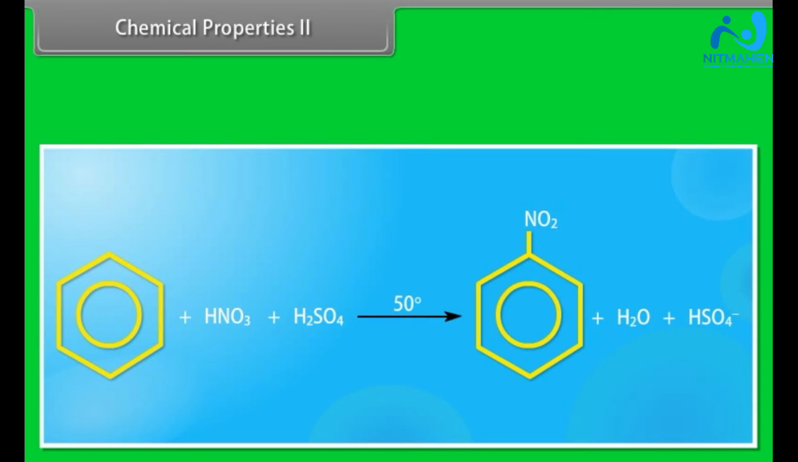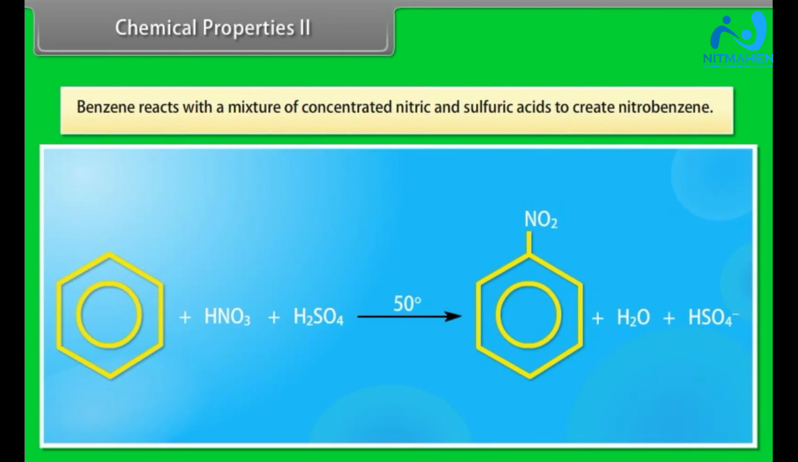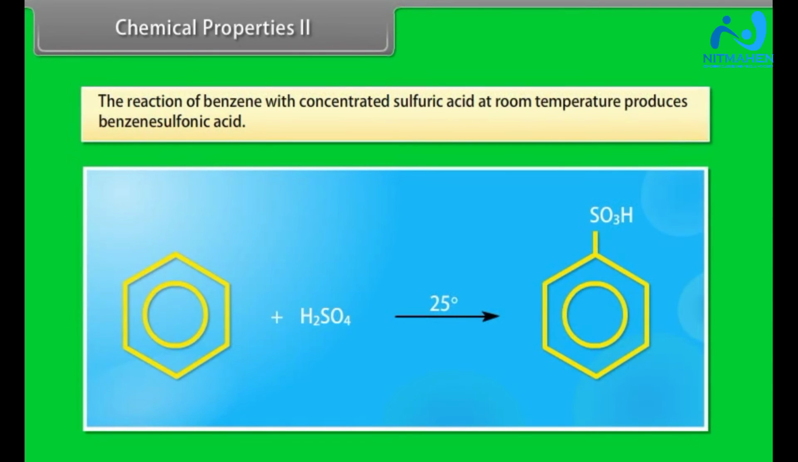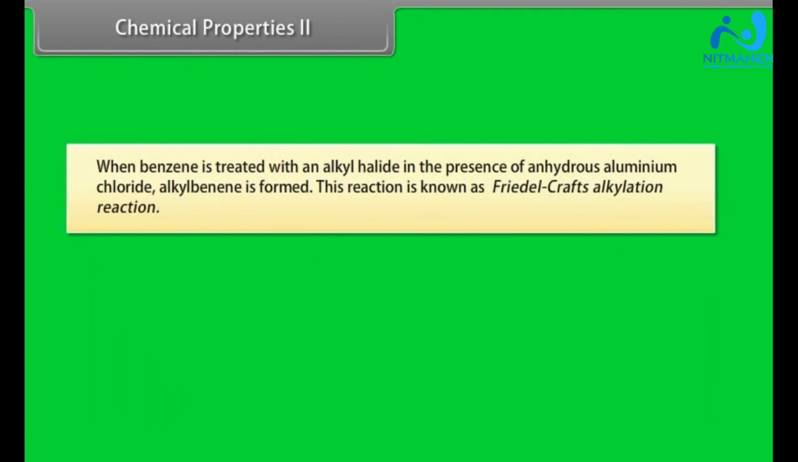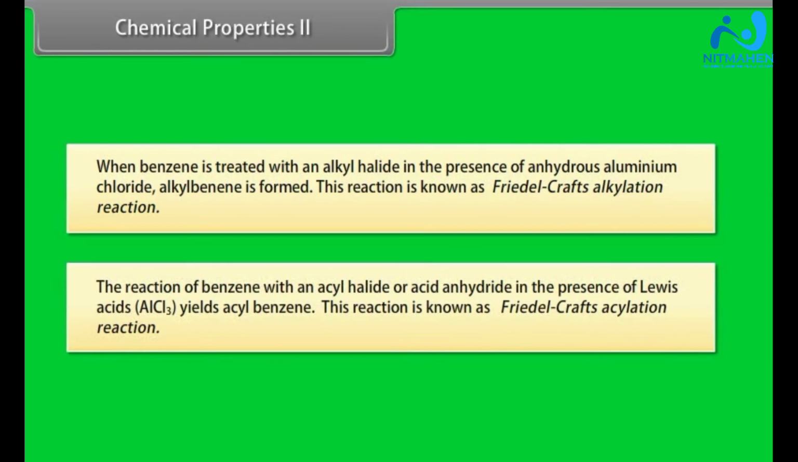Chemical properties 2. In another example of an electrophilic aromatic substitution reaction, benzene reacts with a mixture of concentrated nitric and sulfuric acids to create nitrobenzene. The reaction of benzene with concentrated sulfuric acid at room temperature produces benzene sulfonic acid. When benzene is treated with an alkyl halide in the presence of anhydrous aluminium chloride, alkyl benzene is formed. This reaction is known as the Friedel-Crafts alkylation reaction. The reaction of benzene with an acyl halide or acid anhydride in the presence of a Lewis acid, AlCl3, yields acyl benzene. This reaction is known as the Friedel-Crafts acylation reaction.